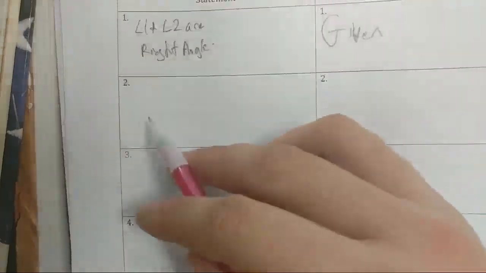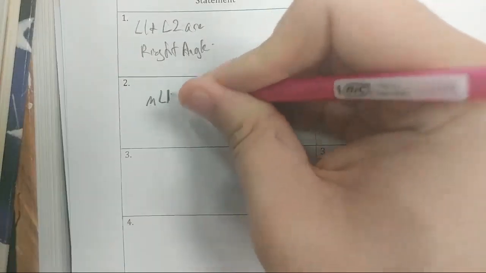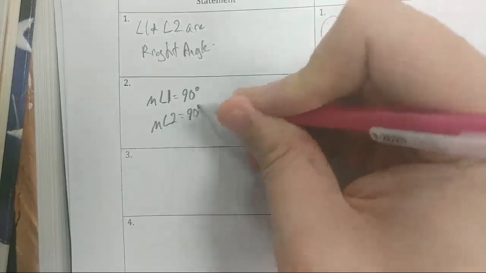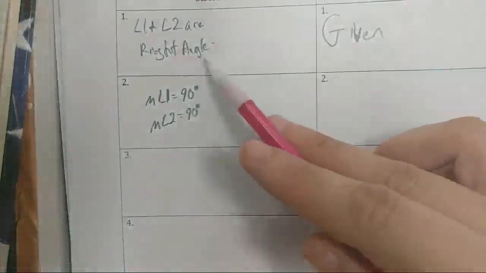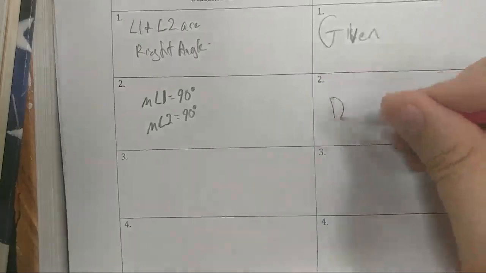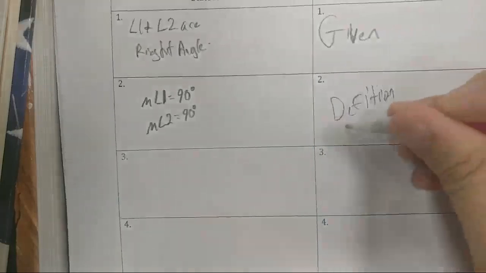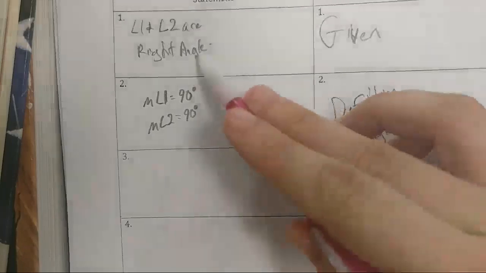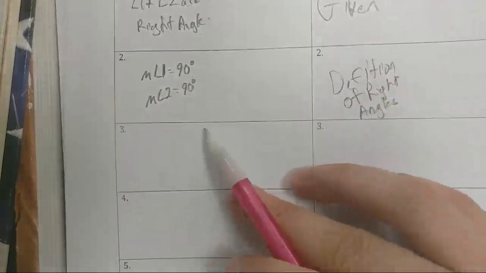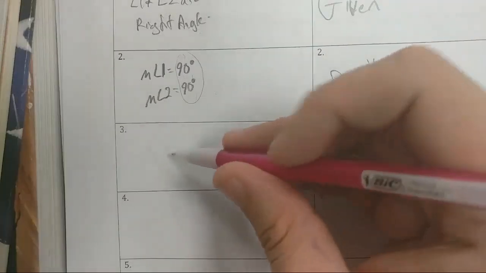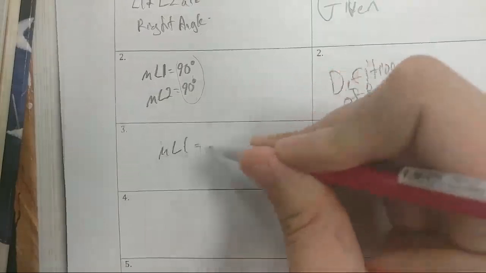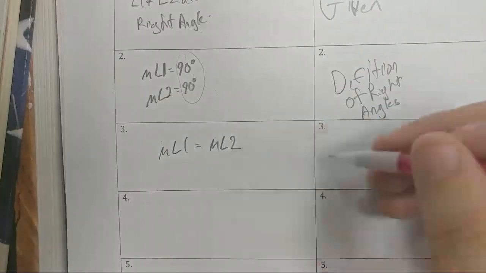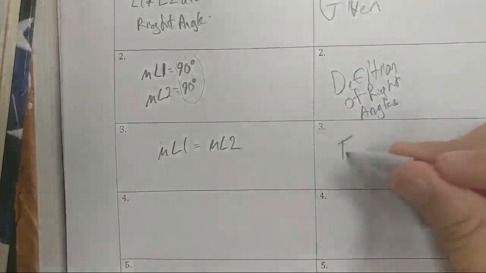Second part. Since we know they're right angles, then we know the measurement of angle 1 equals 90 degrees. And I could put this in the same line. The measurement of angle 2 equals 90 degrees. And I know that they're 90 degrees because the right angle means they're 90 degrees. So that's the definition of right angles. By definition, right angles are 90 degrees. So that's why I know it's 90 degrees. Now, since 90 and 90 are equal to each other, I could just set up that measurement of angle 1 is equal to measurement of angle 2. Because these two are equal to each other, that is the transitive property.